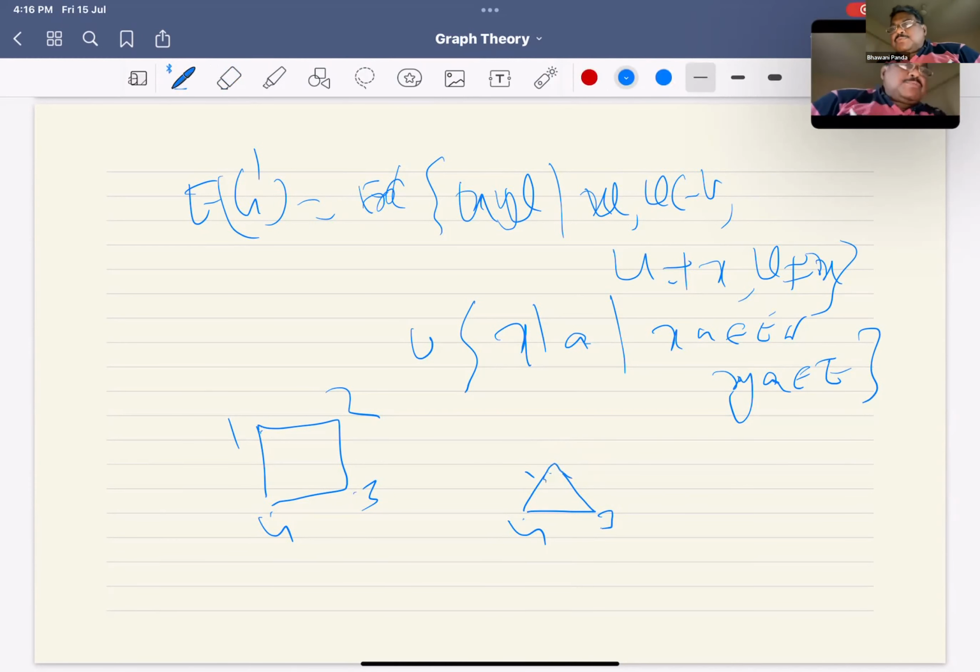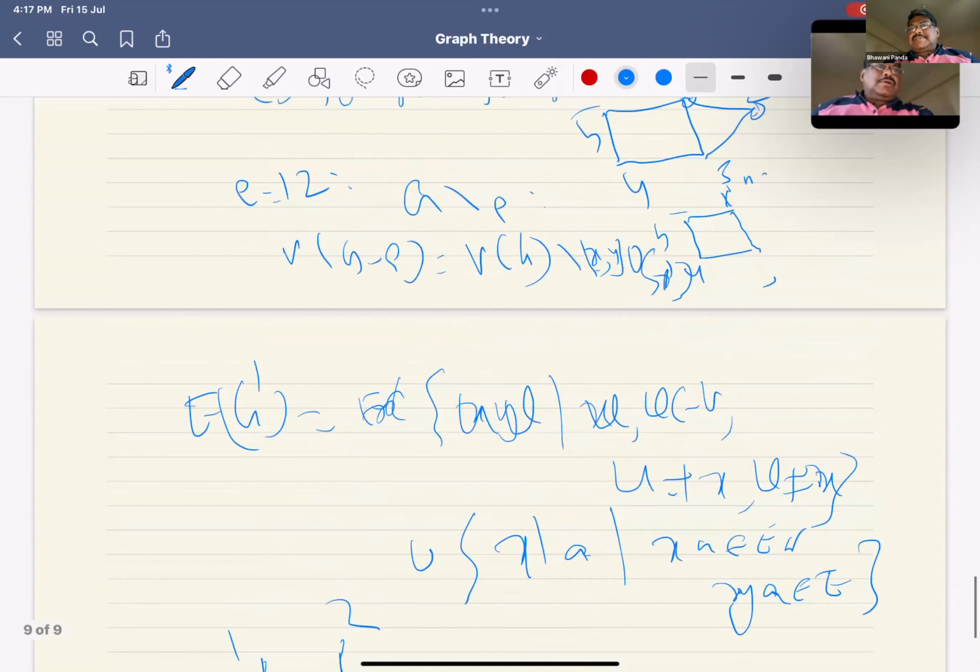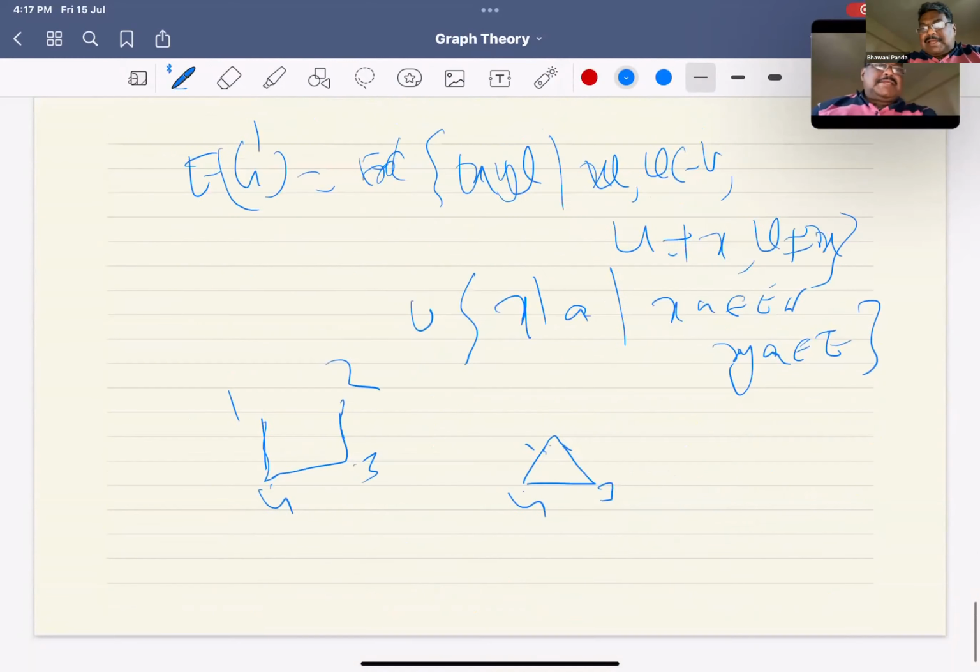So we are talking about a simple graph. This is basically edge contraction, and removal is basically just removing the edge, right? This is the removal, and the other one is edge contraction, right? Yes or no? Okay.